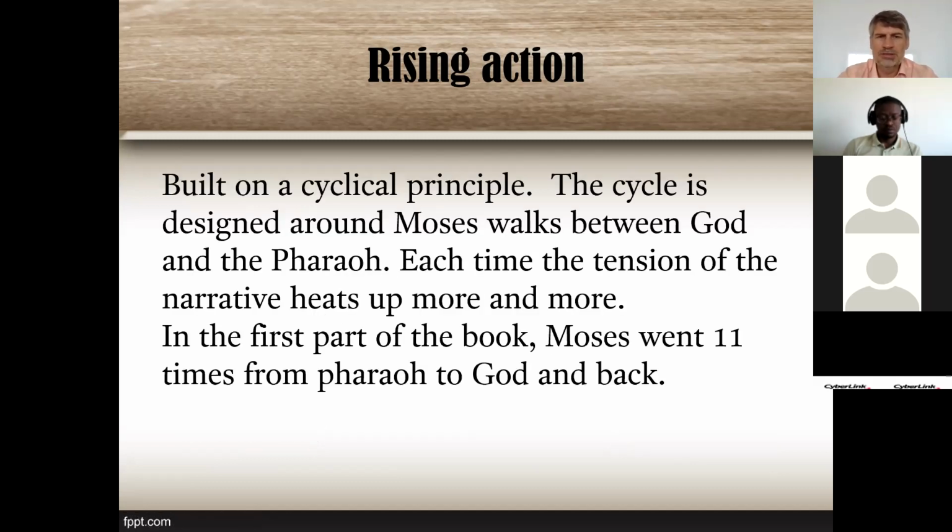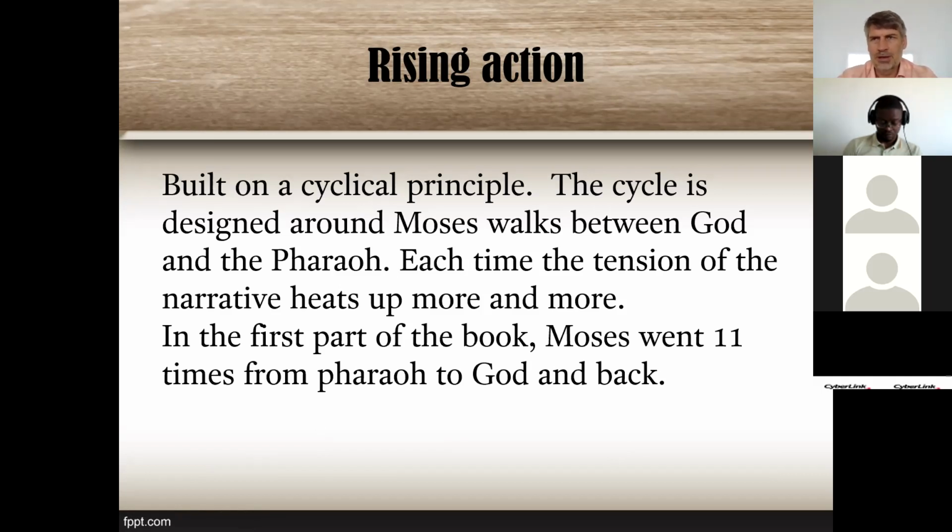And the cycle is very simple. Moses is going between Pharaoh and God, Pharaoh and God, Pharaoh and God. So what happens in the story? God tells something to Moses. Moses goes to Pharaoh. Pharaoh says no. Moses goes back to God. God says something else. Moses goes again to Pharaoh and again back.